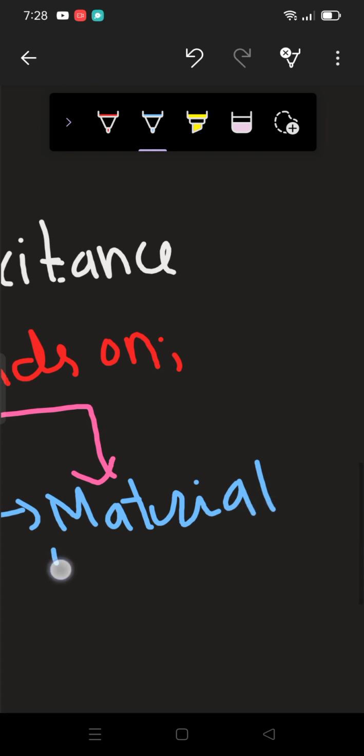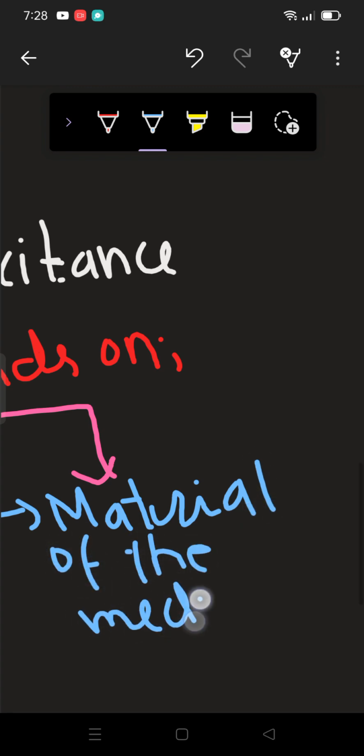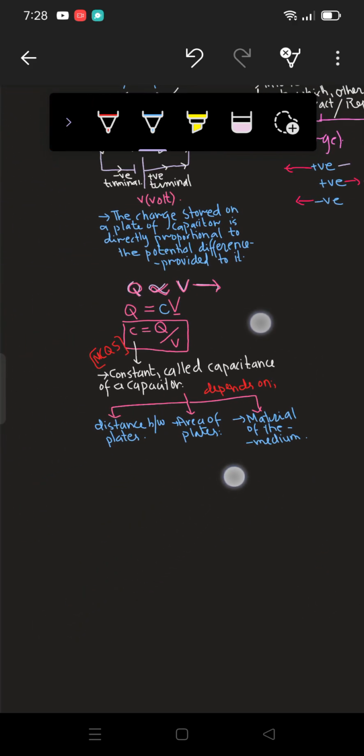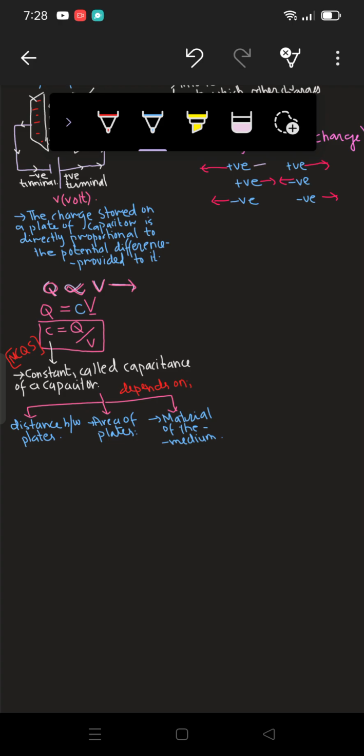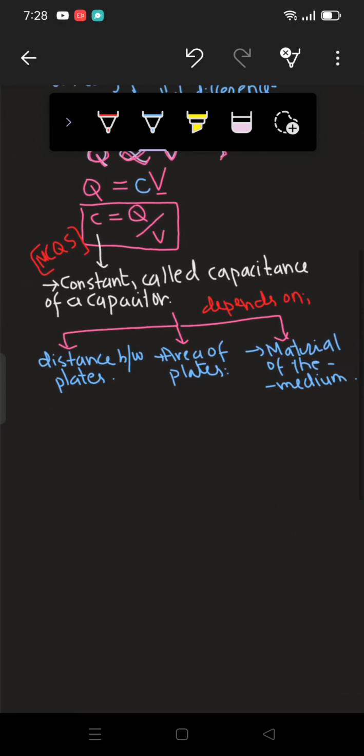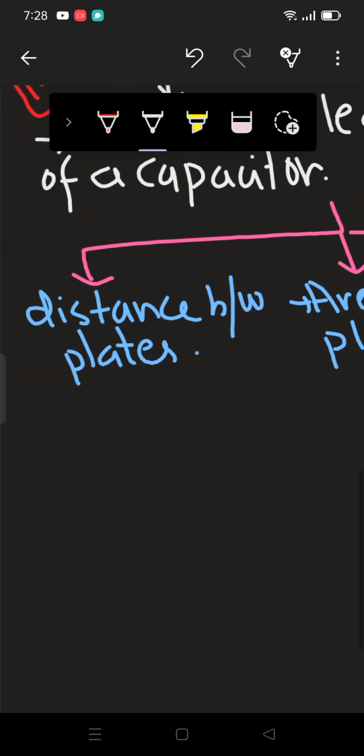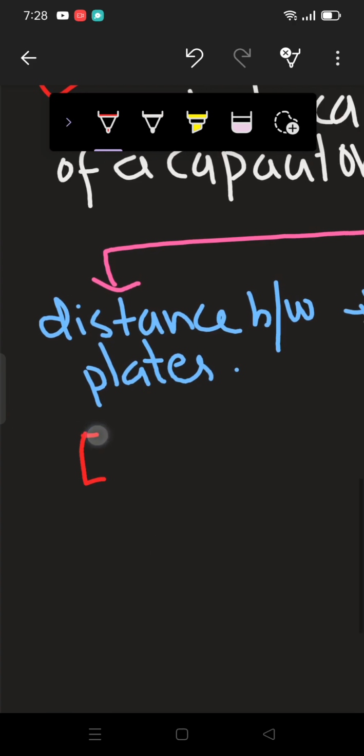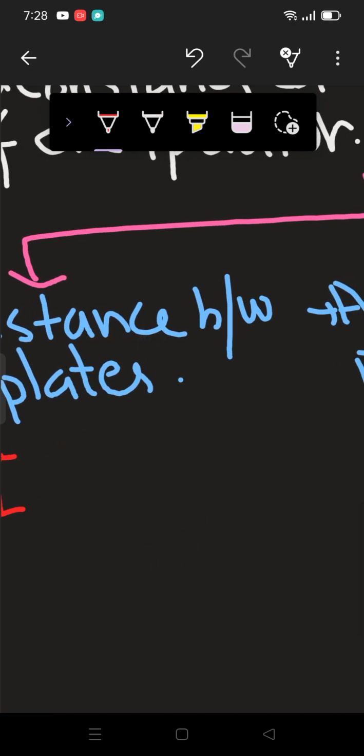Material of the medium. But I told you another thing, that it will not depend on one thing, and that would be the thickness of the plate. So this is very important again. This I should write in red so that it can be a disclaimer, right?